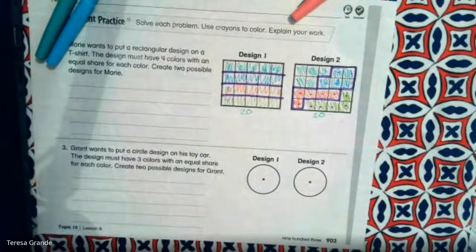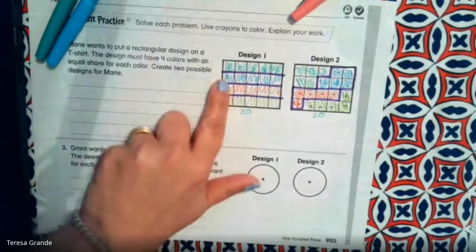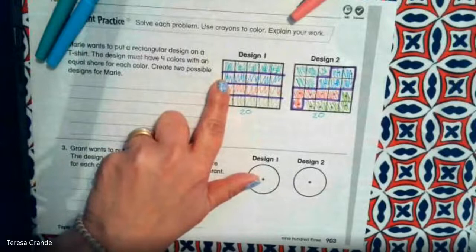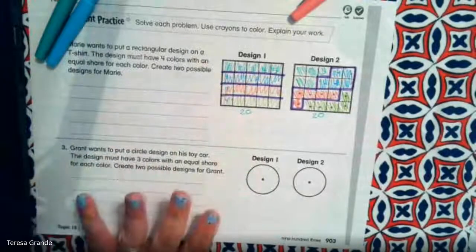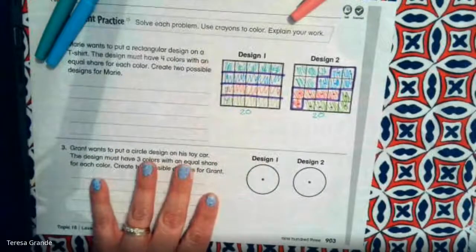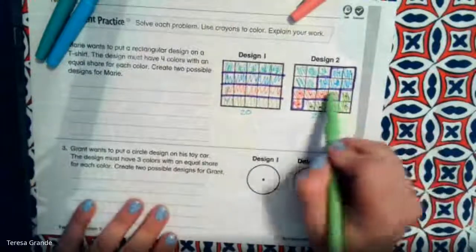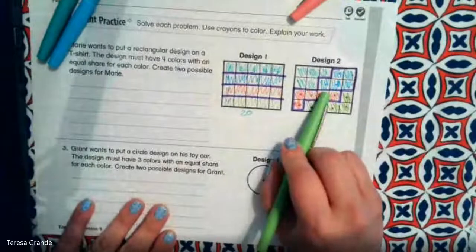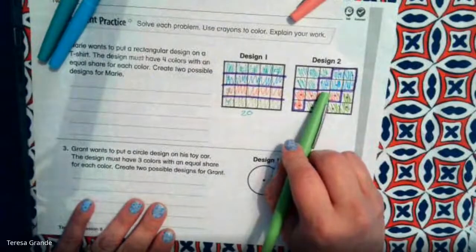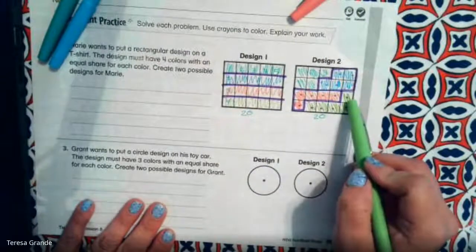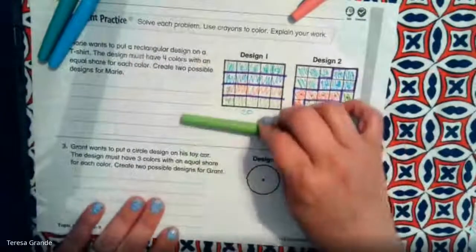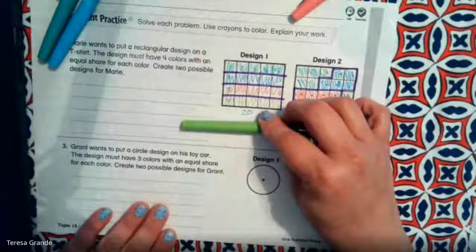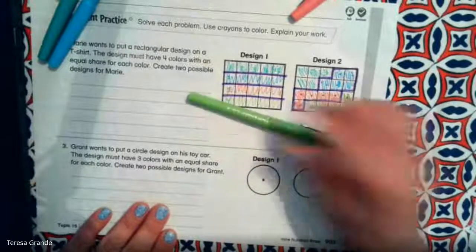So if we're going to explain that, we can say that we used the same shape for each share in design 1. You counted 5 small squares in each share. So then whenever we moved on to design number 2, we used the small squares to make different shapes for design 2. And we made sure that there were 5 squares in each shape.